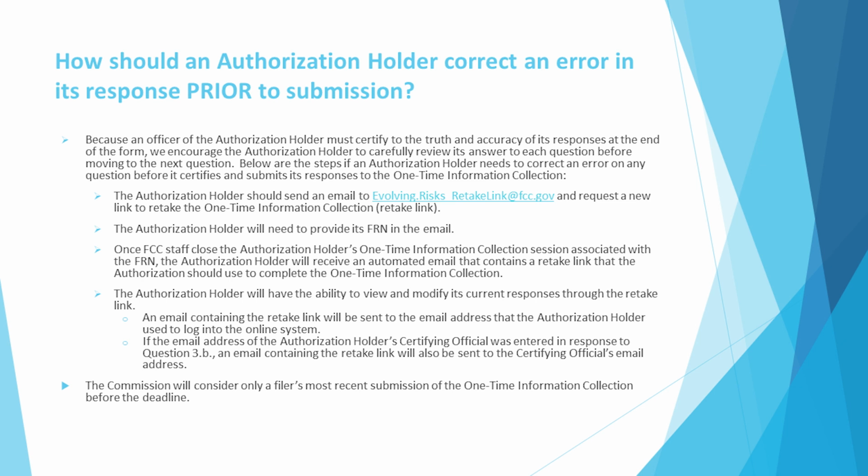Because an officer of the authorization holder must certify to the truth and accuracy of its responses at the end of the form, we encourage the authorization holder to carefully review its answer to each question before moving to the next question. Below are the steps if an authorization holder needs to correct an error on any question before it certifies and submits its responses to the one-time information collection.